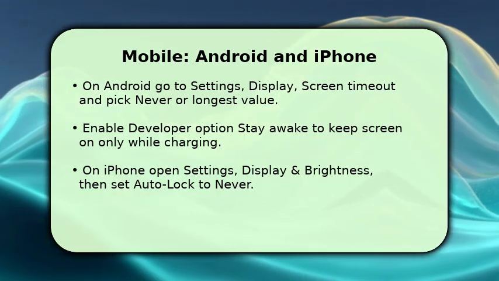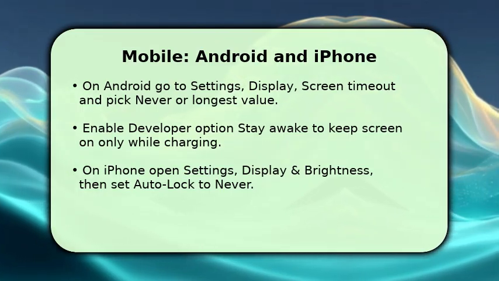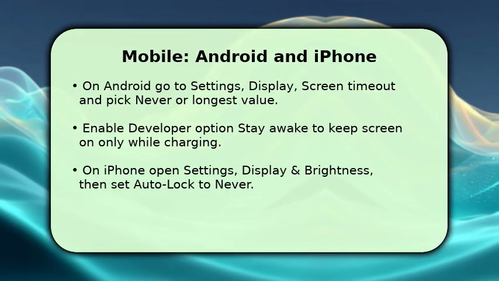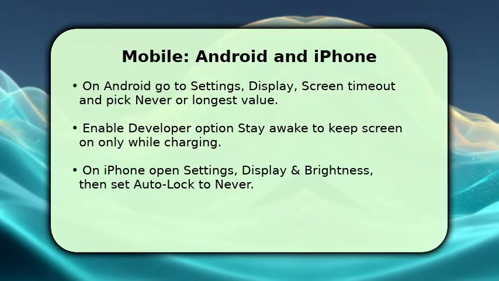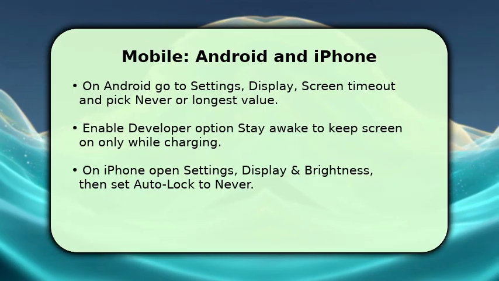On iPhone, open Settings, then Display and Brightness, and set Auto-Lock to Never to disable automatic lock. Remember that keeping the screen on increases battery use and may cause screen burn if static images remain visible.